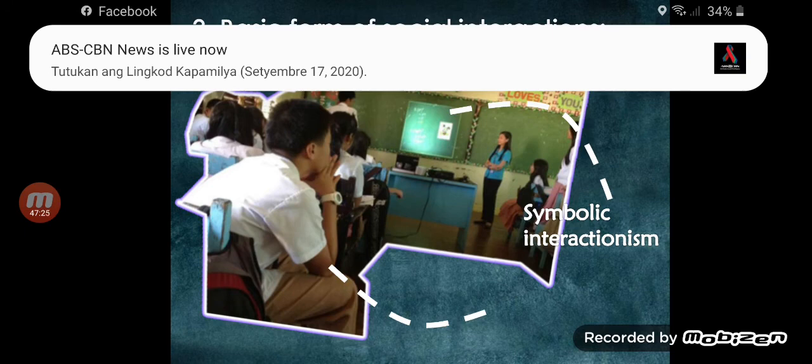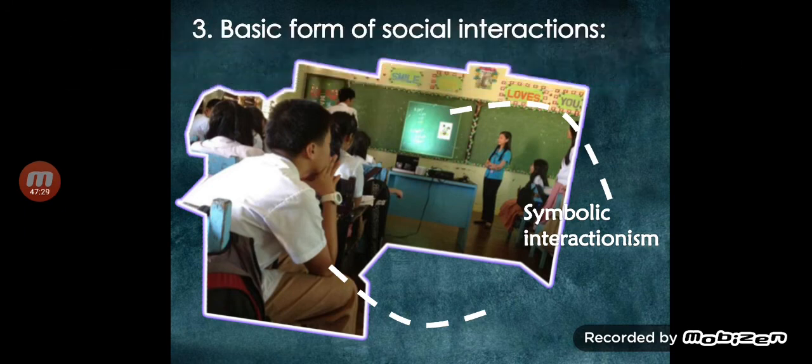You really need to express yourself either in the form of symbols, which is particularly language. But things become meaningful once they have been experienced by an individual. So I repeat, symbolic interactionism requires mental processes. Okay, what about the other one? Non-symbolic interactionism.